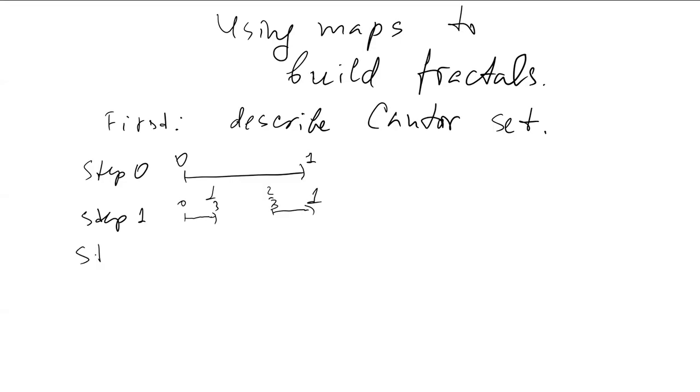And at step 2, each of these 2 segments is divided into 3 pieces, and we also get 2 new segments from each of them. Here will be from 0 to 1/9, here from 2/9 to 3/9, or 1/3. Here from 6/9 to 7/9. And here from 8/9 to 1, and so on.